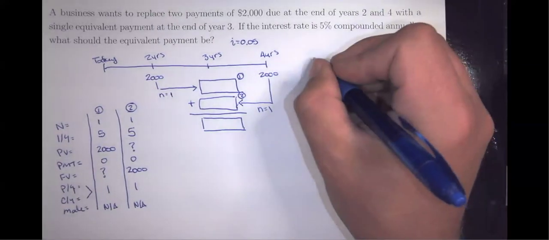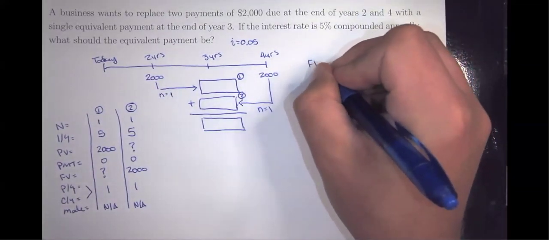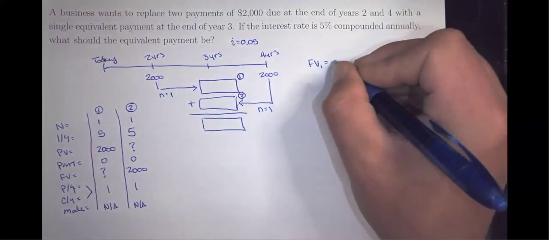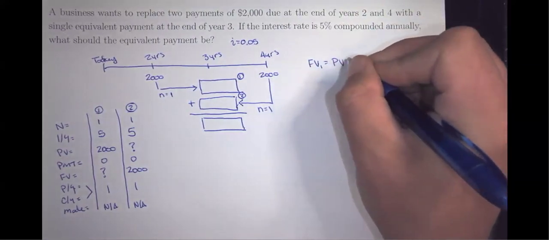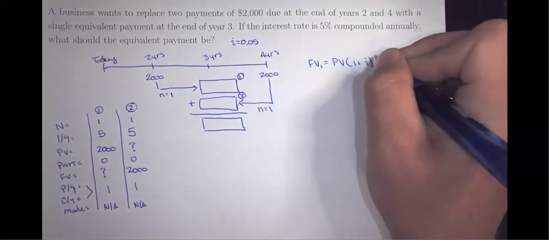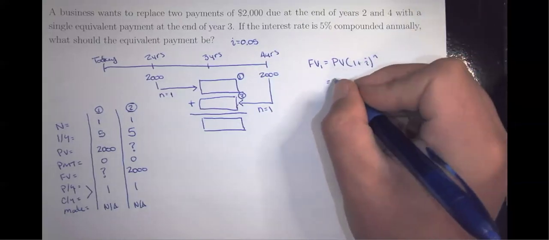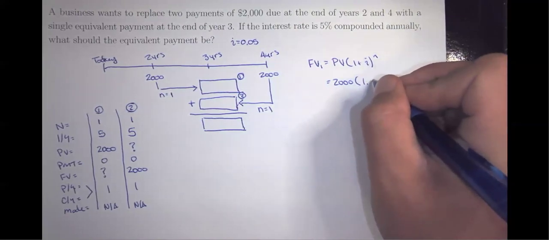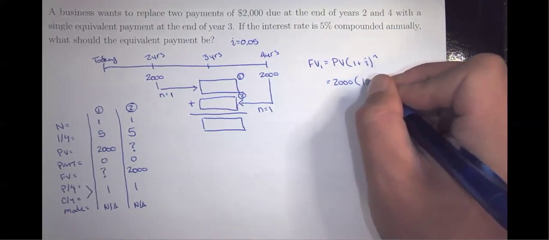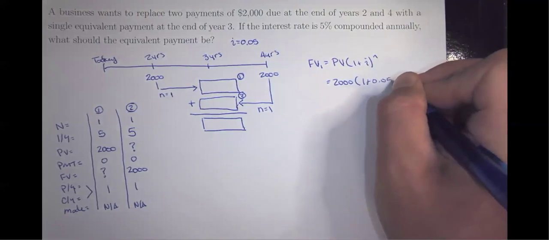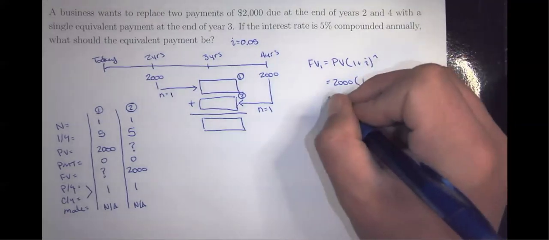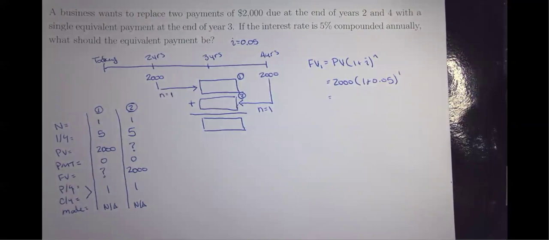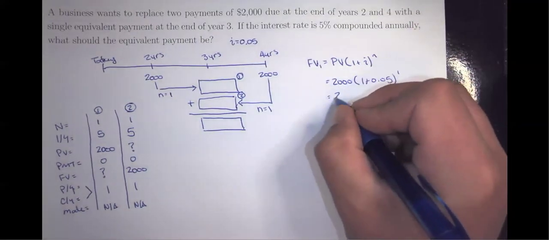So for calculation number 1, we're looking for a future value. So future value 1 is going to be my present value times 1 plus i to the power of n. So that's $2,000 times 1 plus 0.05 to the power of 1. So this gives me $2,100.